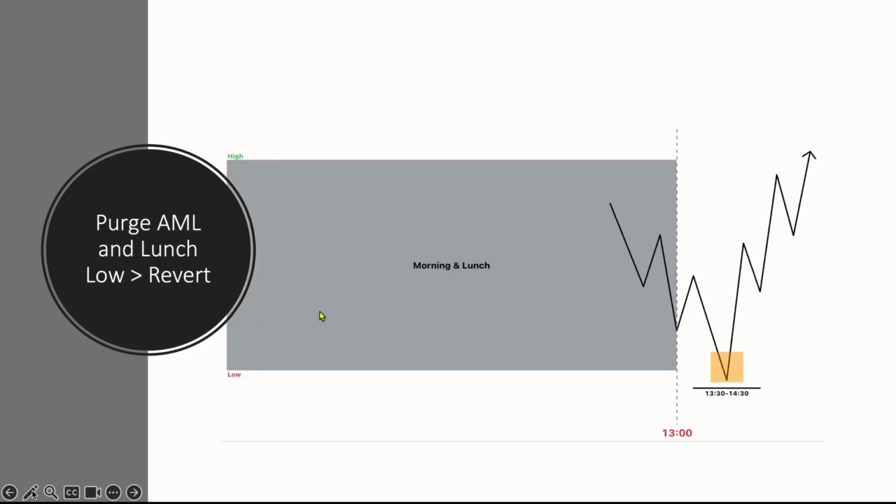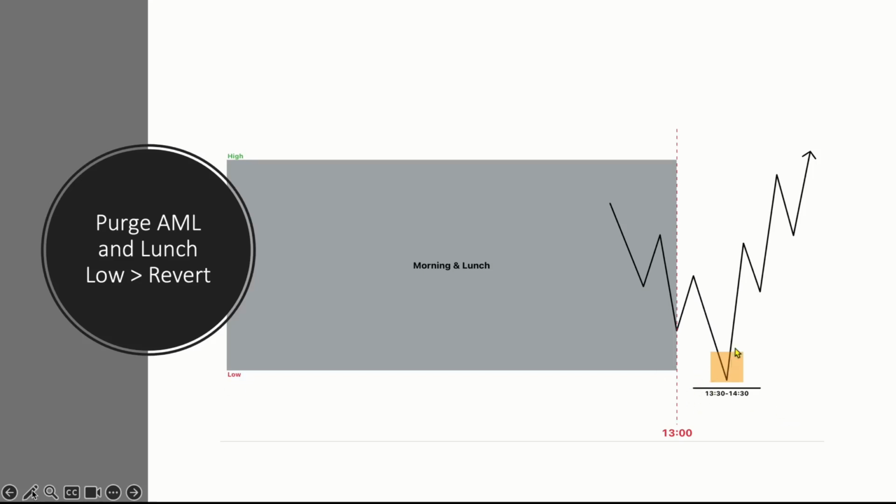And then the final scenario we're going to look at from these simple schematics is the following. It is a purge of the AM low and lunch low followed by a revert. Again, this occurs when the market has created either relatively equal lows during the morning session and during lunch, or that the lunch session already took out the morning's low, but relatively speaking, price is already below the morning low. So therefore, we can anticipate that the market will try and seek the nearest possible key sell side liquidity, which is below the lunch low.